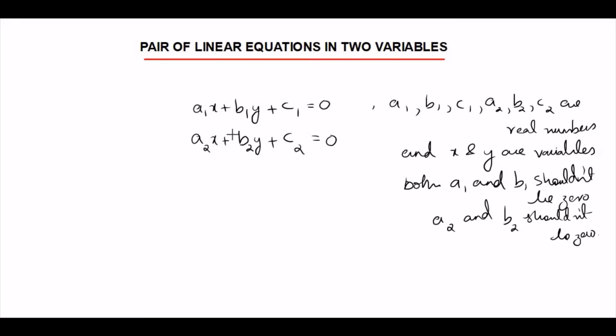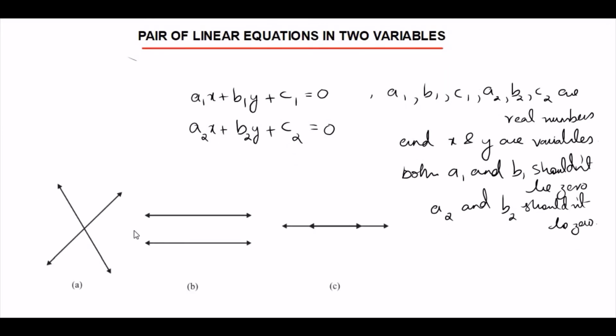When you represent these two equations in a graph, you know they will give two straight lines. That is, for one linear equation in two variables there will be a straight line, and for the other linear equation in two variables there will be another straight line. So these are the three possibilities for the two straight lines in a graph. That is, they may intersect, or they will be parallel, that is, they will not touch each other, or they will be coincident, that is, one will be on top of the other. These are the three possibilities for the straight lines when you represent it geometrically.